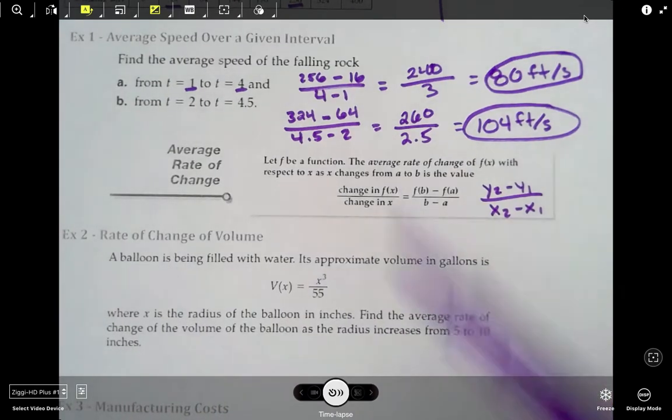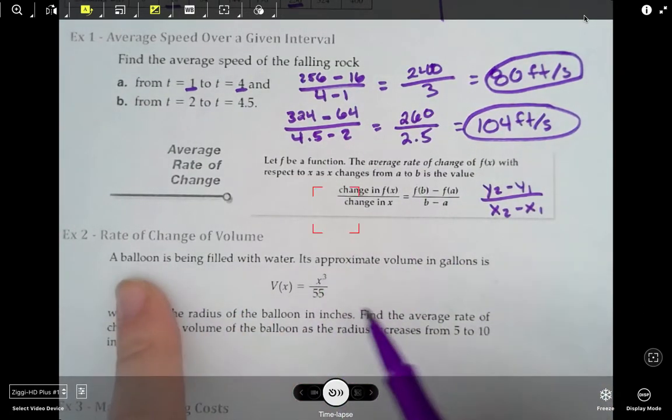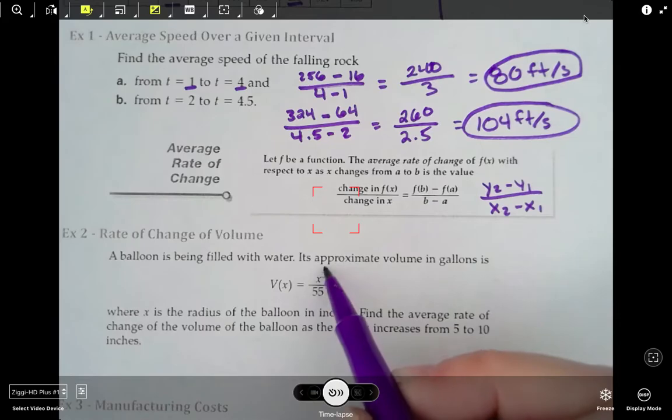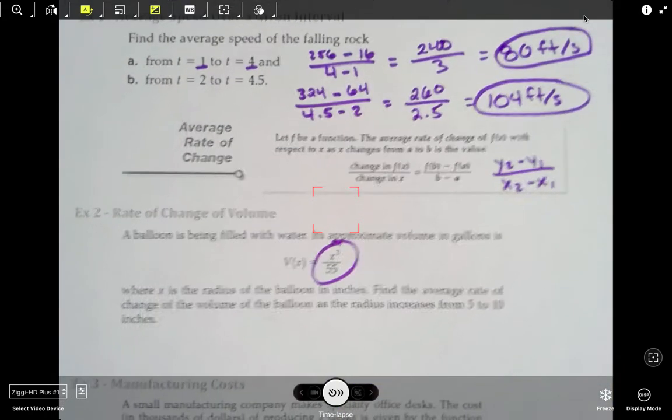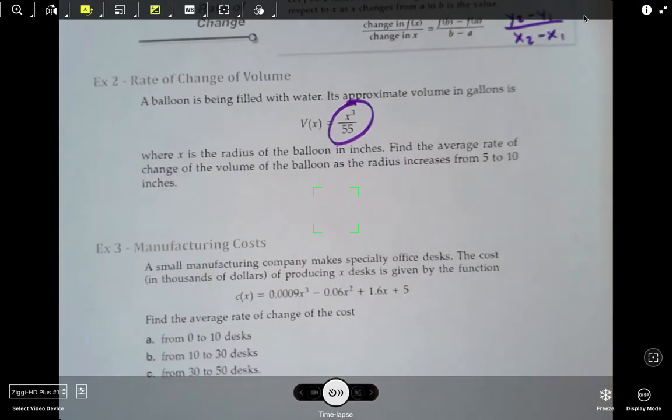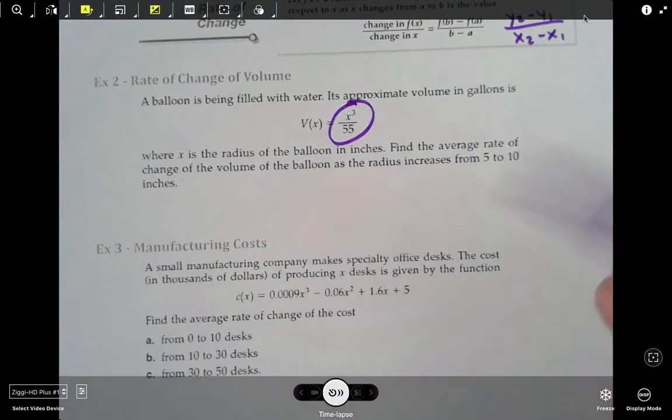Okay. So now they give us the equation. A balloon is being filled with water. Its approximate volume is given by x to the third power over 55. Right? They do not give us a table, but the easiest thing to do is go ahead and write a table, especially when they give you points.